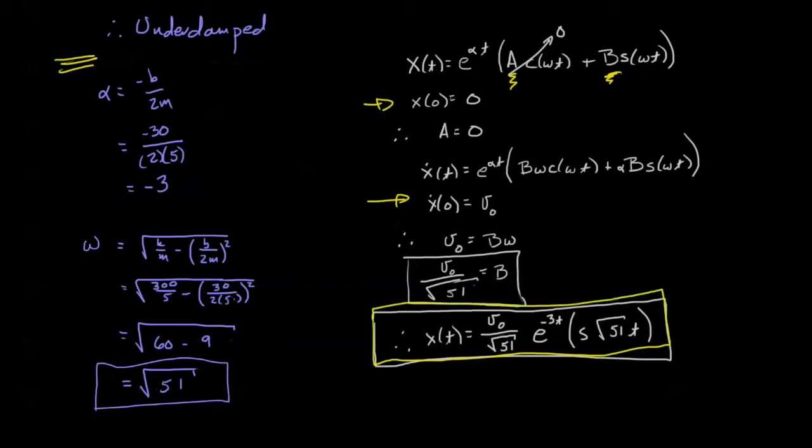What I'd like to do next is make this problem critically damped. And what I want you to do is change the mass so that the system is critically damped, and then identify what the equation of motion is. Go ahead and put the video on pause, see how far you can get. When we regroup, we'll compare answers.